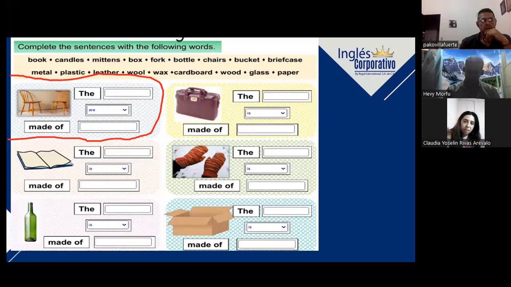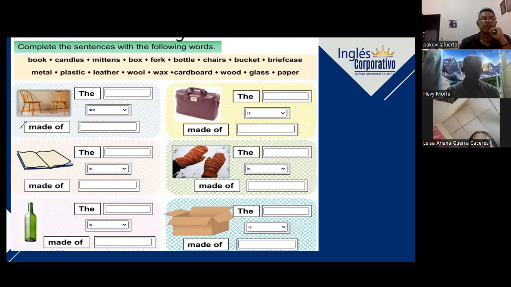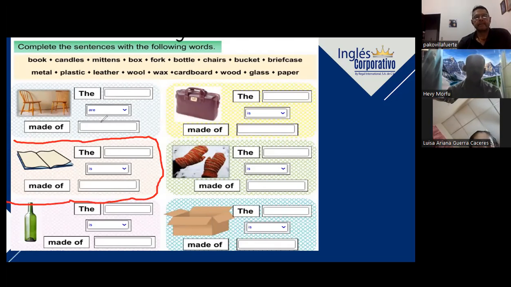The chairs are made of cardboard. Are made of? Cardboard. Okay. The chairs are made of wood. Wood. Okay, made of wood, right? Yes, the chairs are made of wood. Excellent, great job. And also it could be other materials, but because of the color, metal. Yeah, it could be metal too. And also there is another one. Plastic. Plastic too. Yes. And what else?